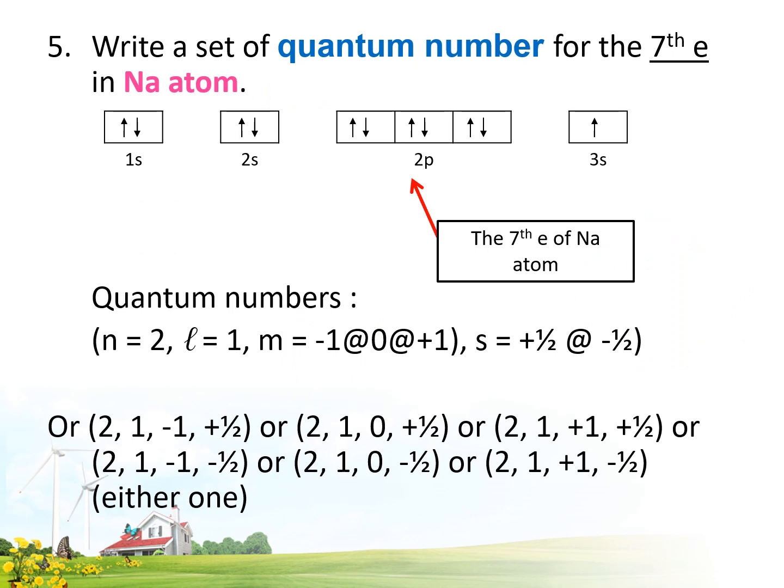Next question is, write a set of quantum numbers for the 7th electron in sodium atom. So here we need to know which electron is electron number 7. So we calculate the electrons for sodium. This is number 1 and 2. This is number 3 and 4. This is number 5 and 6. This is number 7 and 8 and 9 and 10. So number 7 would be here.